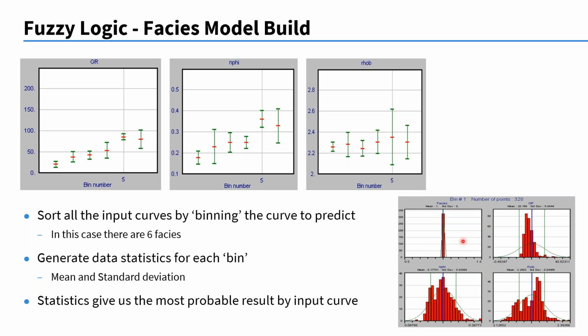You could also use the histograms to see how the data ranges for each particular facies and each particular log. So here, if we're looking at the gamma ray log, you could see how it ranges from the low to the high, and then the blue line that you see here is the mean value, and the standard deviation is represented by these green colors.